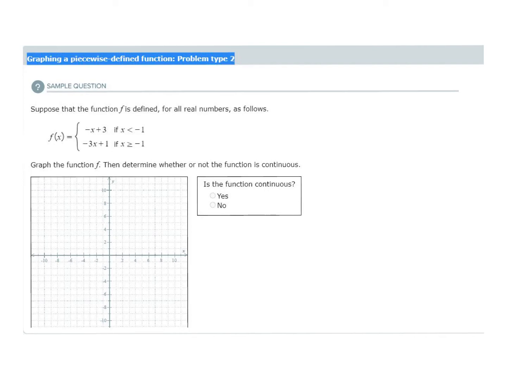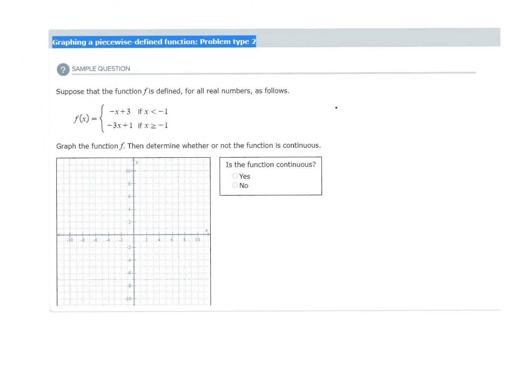All right, let's look at these other two piecewise function type problems, type problem 2 and 3. So if you look at this piecewise function, this one is divided at -1. So left of -1, it's going to be this equation, which is a line. And on the right of -1, it's going to be this line.